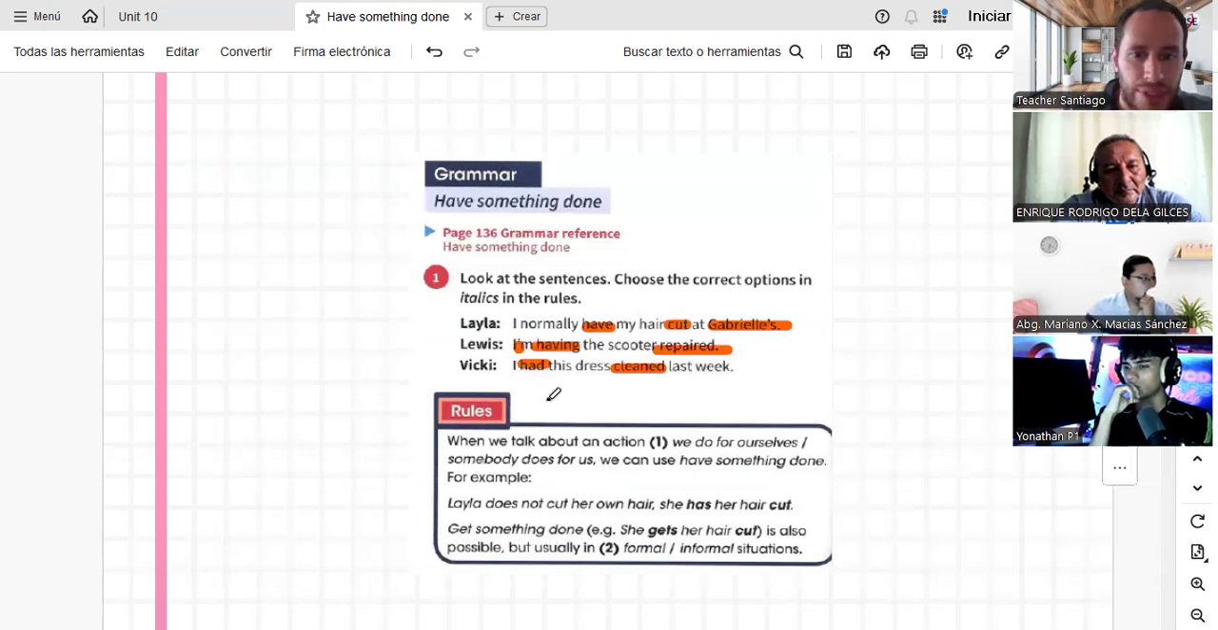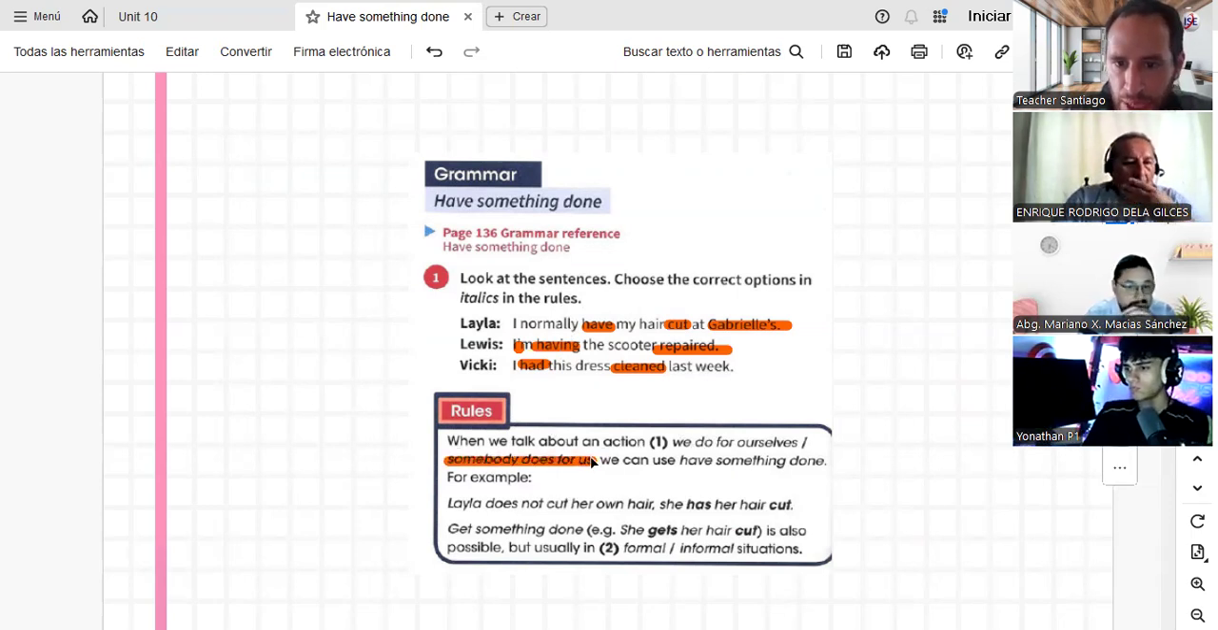So let's check the rules. When we talk about an action, we do for ourselves or somebody does for us, what do you think? Which is the correct option here? Based on these sentences. Somebody does for us. Thank you so much, Paulina.